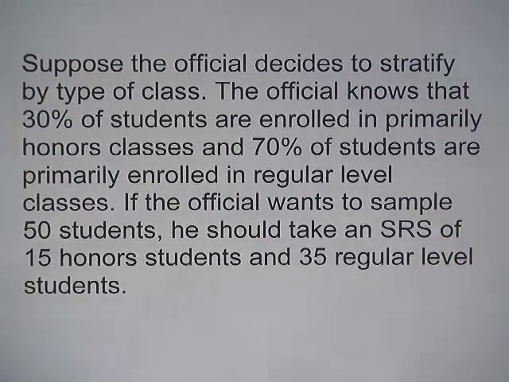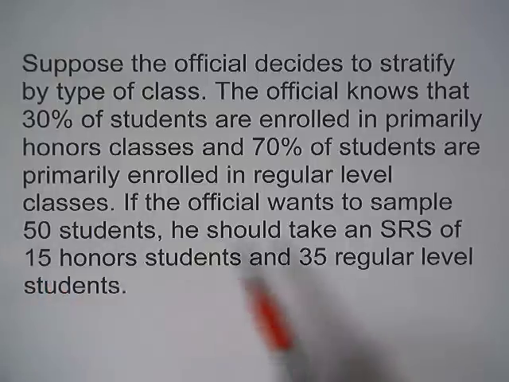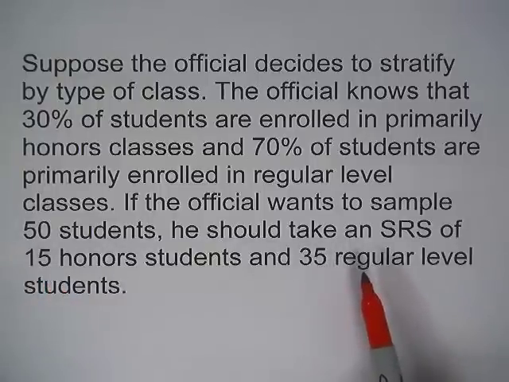Now suppose that the official decides to stratify by type of class, either honors level or regular level. The official knows that 30% of students are enrolled in primarily honors classes, and 70% of students are primarily enrolled in regular level classes. If the official wants to take a sample of 50 students, he should take a simple random sample of 15 honors students and 35 regular level students.